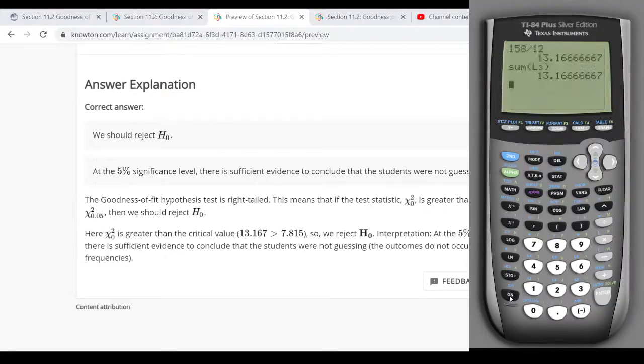So you remember my lists from earlier? So stat, edit, remember down list L1 were my observed values. Down list L2 were my expected values. Well, if you've got those lists entered, you can hit the stat button, go over to tests, and then scroll way down. Now, I know the 84s have this. I don't remember if the 83s do or not. But you see here at D, there's this chi-squared GOF test. That's chi-squared goodness of fit test.